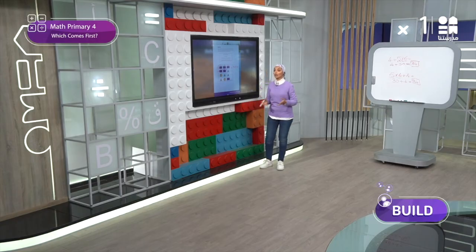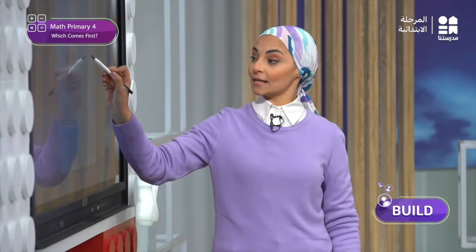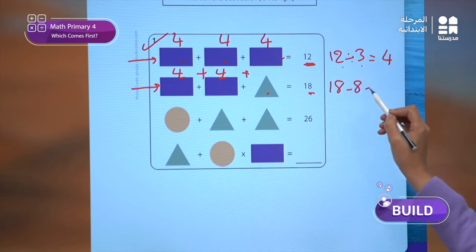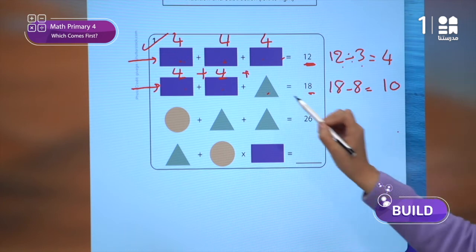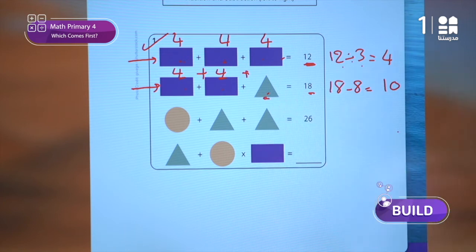So to know the value of the triangle, what should I do? Yes, I will do 18 minus 8. Here 18 minus 8 gives me what? 18 minus 8, of course, gives me 10. So the value of this triangle equals 10.